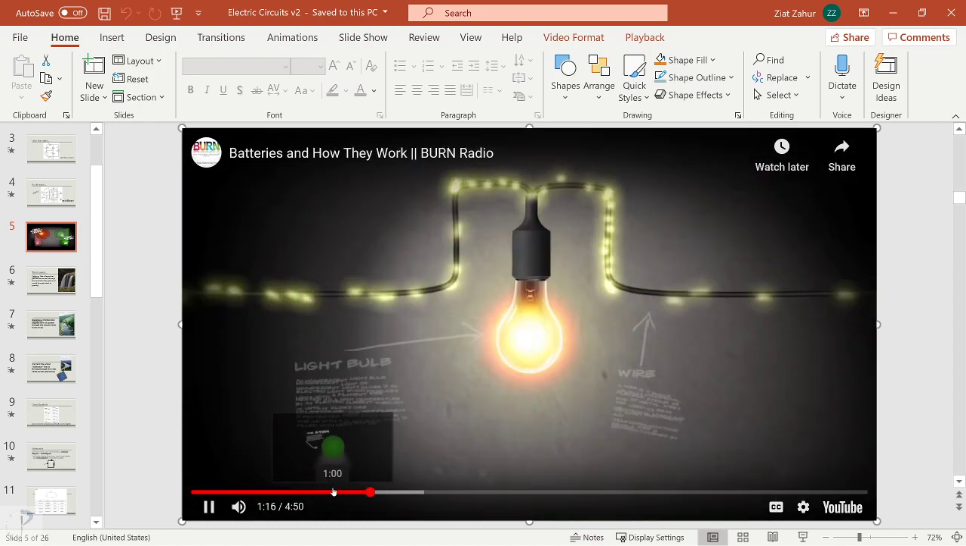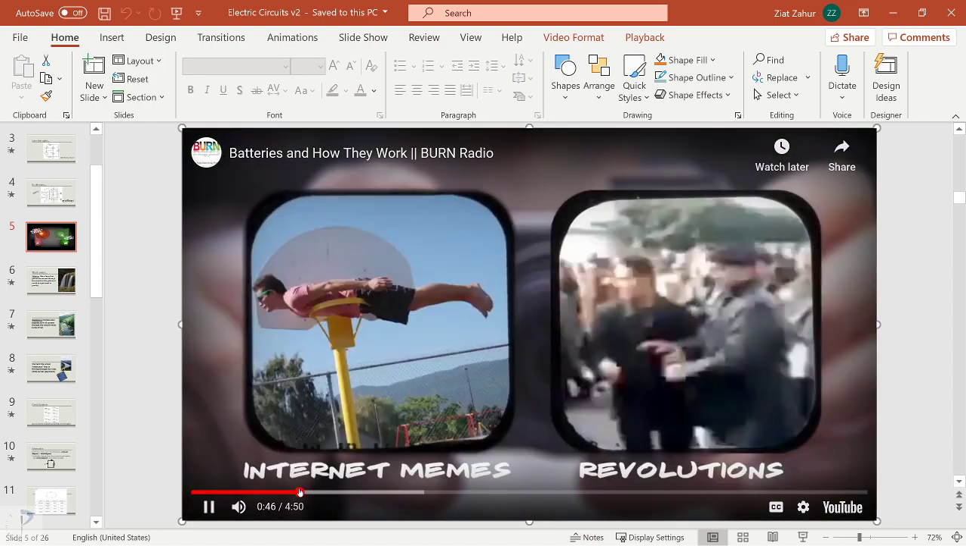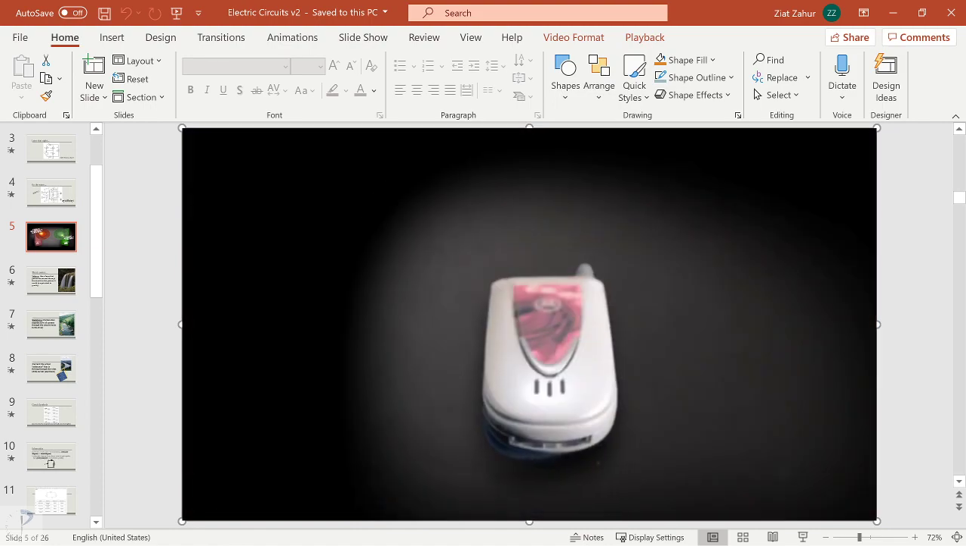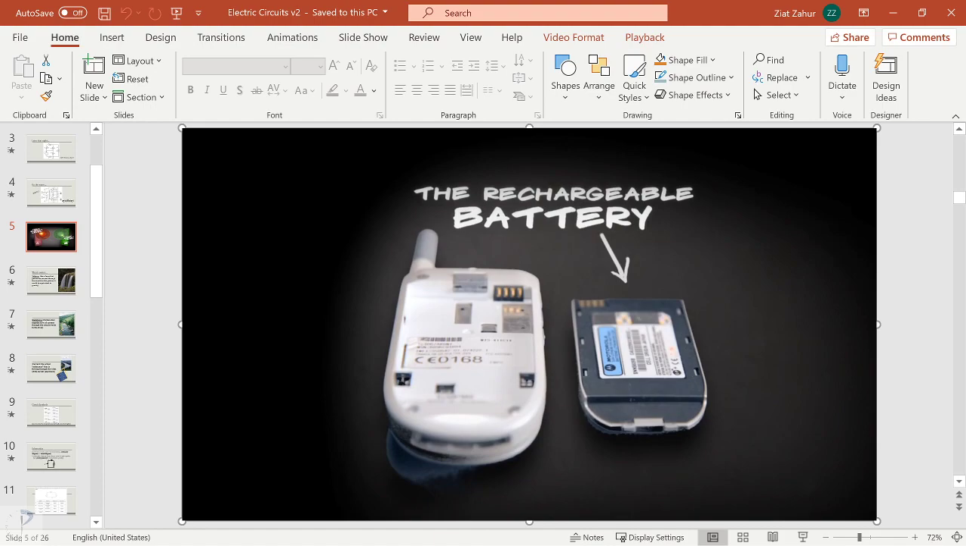So, how do you get electrons? The inside. There are many different types of batteries, but they all pretty much work the same. Let's look at a cell phone battery. Now, to understand how a rechargeable battery works, you need to know a little background.